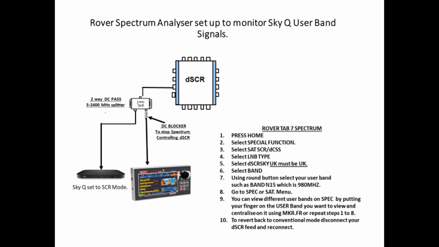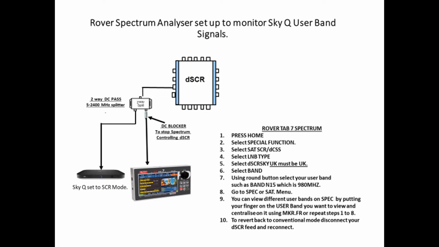Then select band, and basically you can then input user band N15, which is 980 megs. Again, I've chosen 980 megs because that's one of the early user bands that comes up on your spectrum analyzer. If you go to spectrum, you can basically monitor that user band, or if you go to satellite, you can basically look at the viewing of the digital signals within that user band, hopefully.